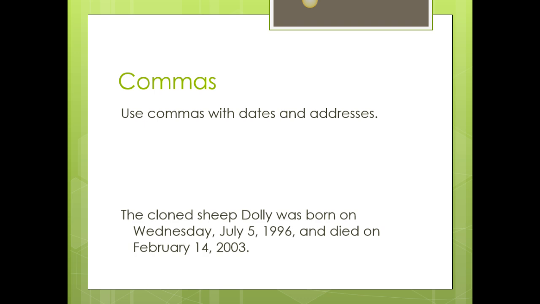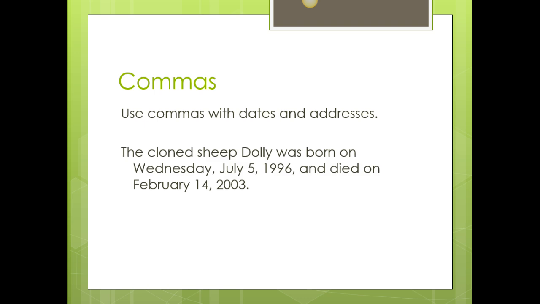Use commas with dates and addresses. Okay, you can see that I've got a comma after the day of the week, after the number of the day of the month, and after the year.